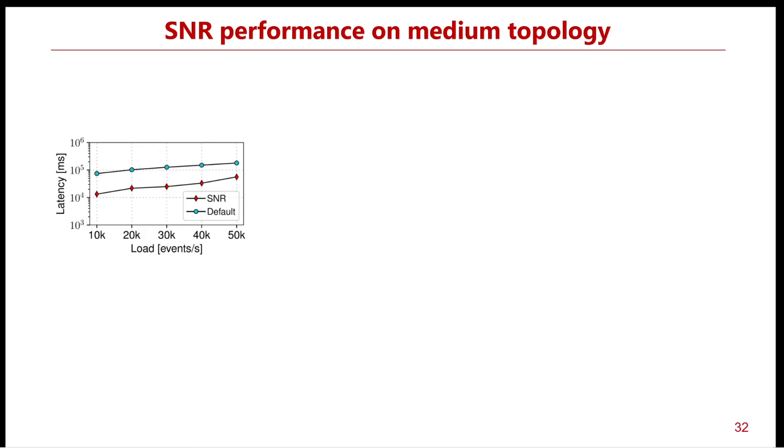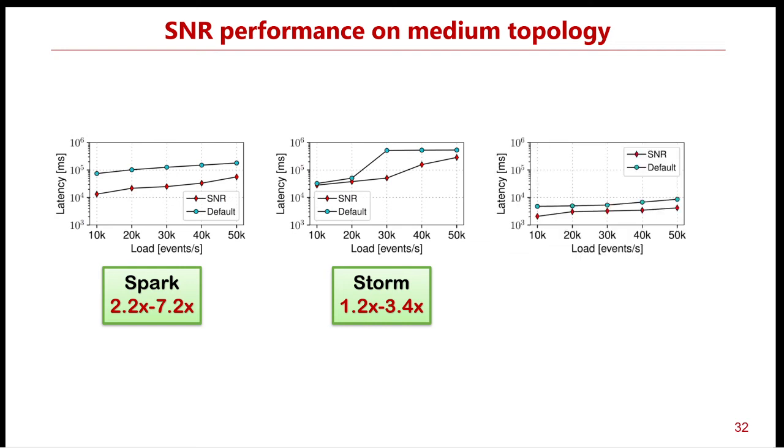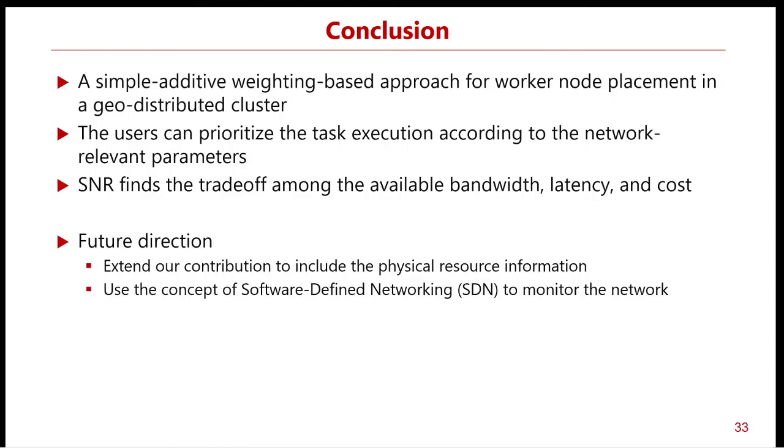Now we repeat the same experiments on the medium topology, and in the case of Spark, we find that SNR improves 2.2 up to 7.2 times compared to the default approach. In the case of Apache Storm, it improves 1.2 to 3.4 times, and in the case of Apache Flink, it improves the execution latency of the system 1.4 to 3.3 times compared to the default approach.